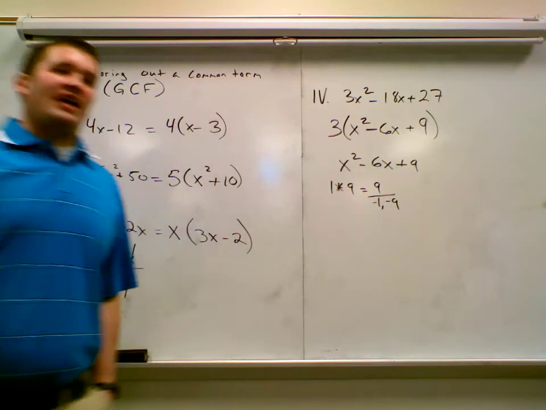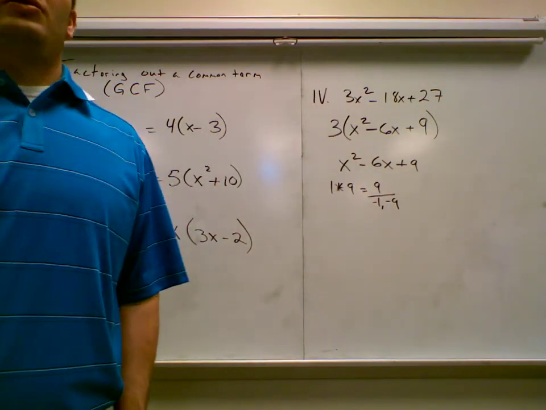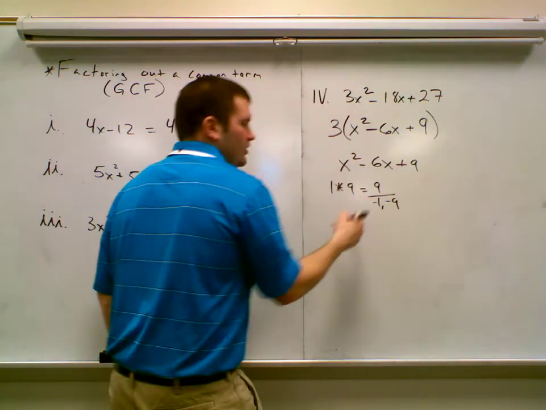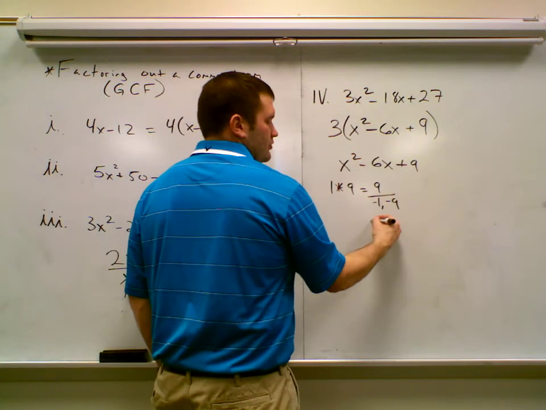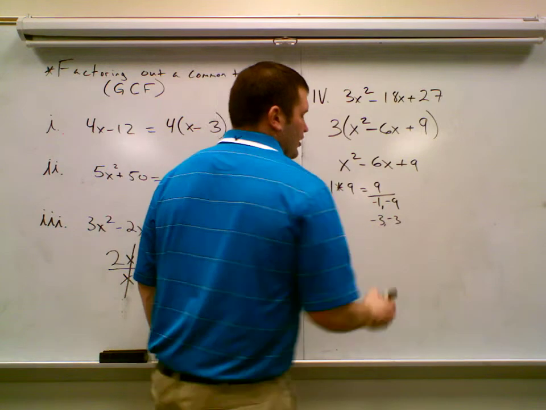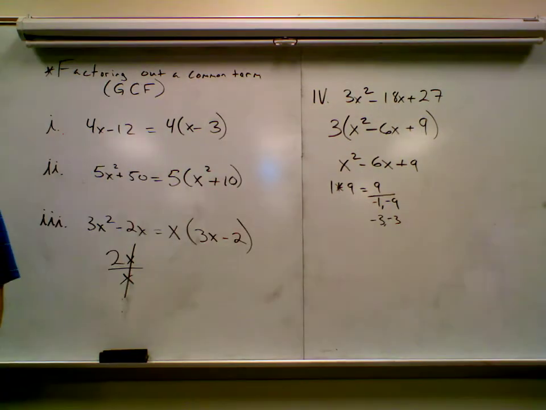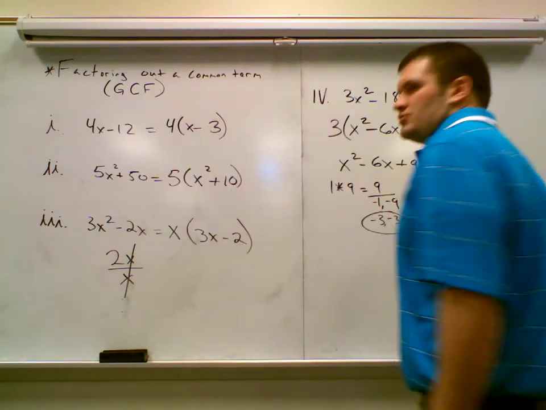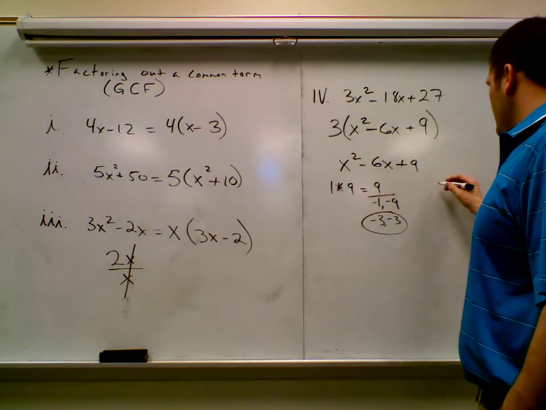Because if I add positives, I won't get a negative, will I? So I've got to add negative numbers together. Okay? So negative 1, negative 9. Which ones add to negative 6? Negative 3 and negative 3.